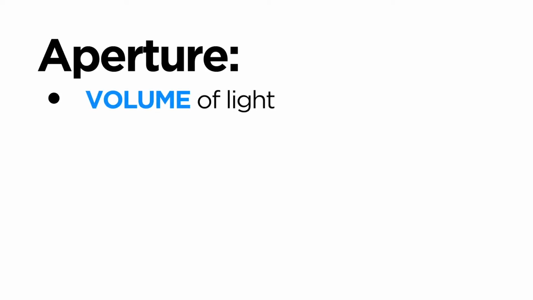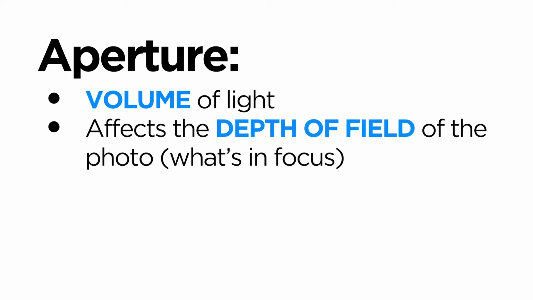Our second element of exposure is aperture, and that's the volume of light. If you could put light in a bucket and throw it on your image, how big is that bucket, that container of light? Very small or very large? And aperture affects what's called depth of field, what's in focus in the photo. And the aperture is the size of the opening in the lens.